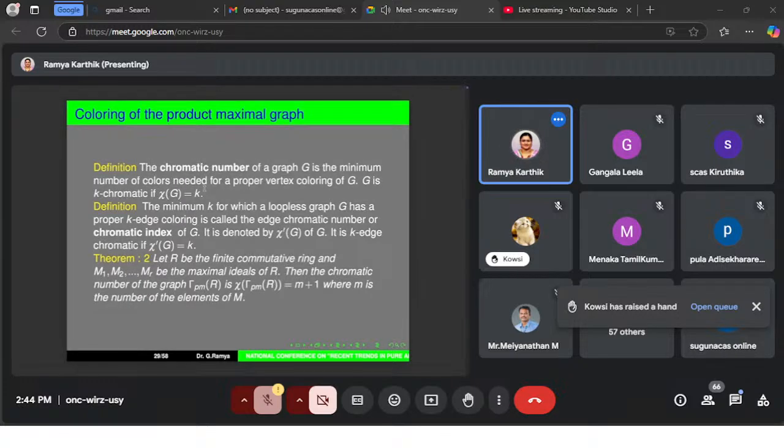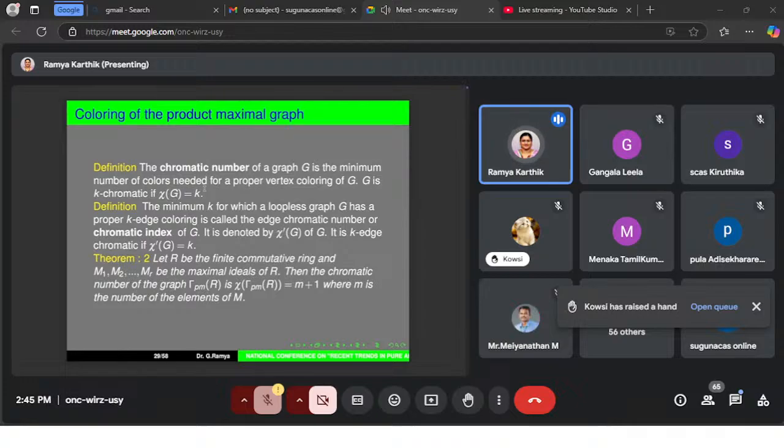Okay, and next one, coloring. I already discussed what coloring is. Here, chromatic number. So chromatic number means what? The minimum number of colors required to properly color the vertices of the graph so that no adjacent vertices share the same color. Similarly, chromatic index also. Chromatic number is where you color the vertices, and chromatic index means you color the edges, right? So similarly, the number of edges colored by the same color, and no two adjacent edges share the same color, that is called chromatic index.